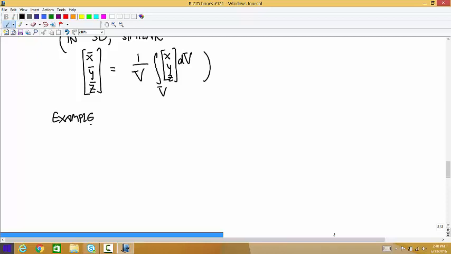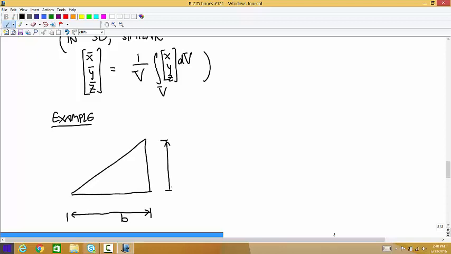So let's start with a right triangle, where this distance is b, and this distance is h. It's a right triangle. I'm going to put the coordinate system here.